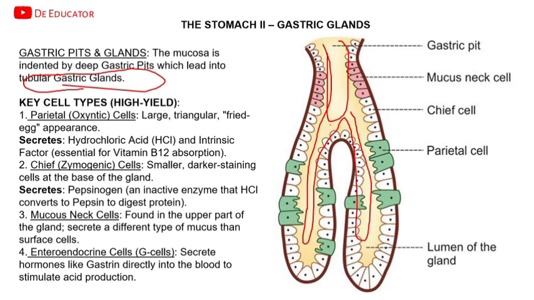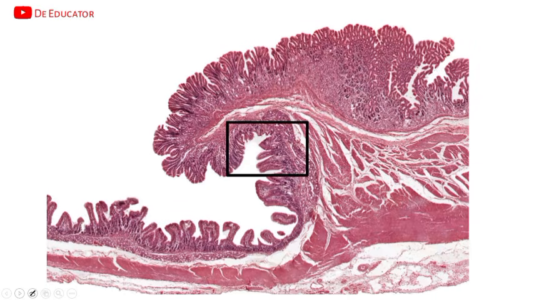Then we have mucous neck cells. Mucous neck cells are found in the upper part of the gland. So this is a gland here, this is a gland here, this is the pit, and this is the neck of the gland. So you look at it, these are the mucous neck cells. The endocrine cells, also known as the G cells, secrete hormones like gastrin directly into the blood to stimulate acid production.